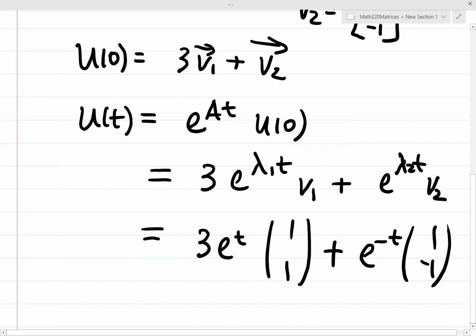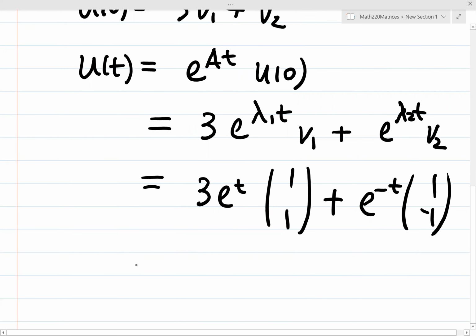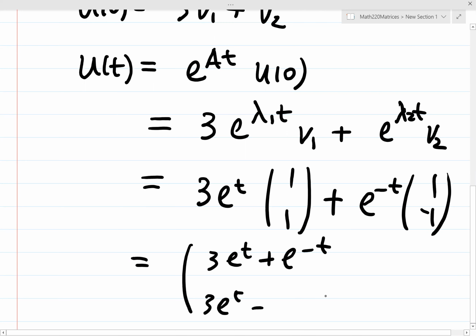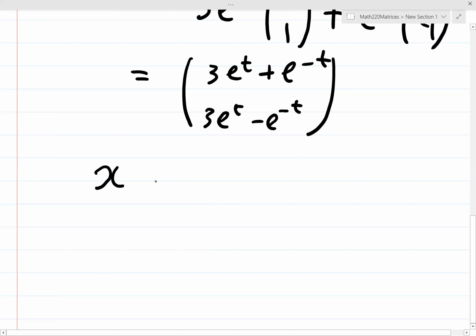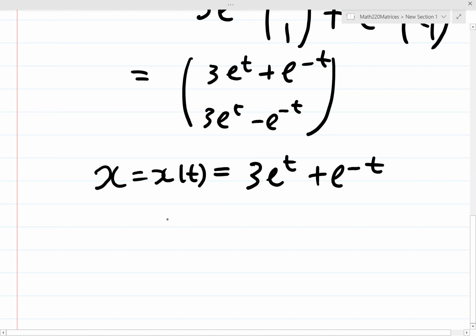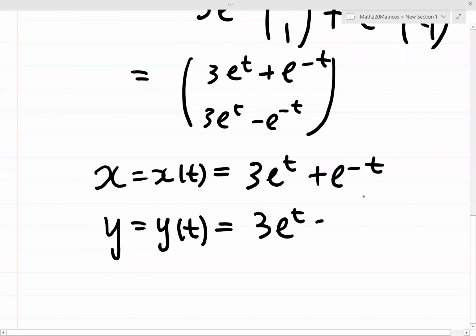So we can actually get 3 e to the t plus e to the negative t, and 3 e to the t minus e to the negative t. So we get x equals xt is 3 e to the t plus e to the negative t, and y equals yt is 3 e to the t minus e to the negative t. Then we're done for this example.